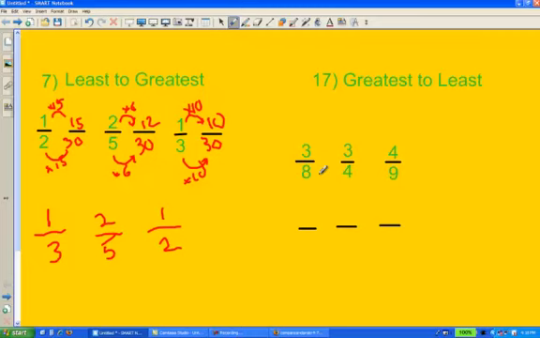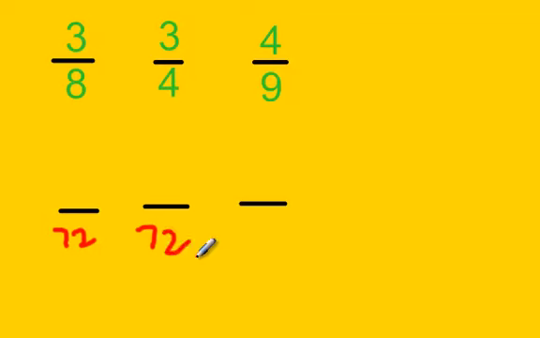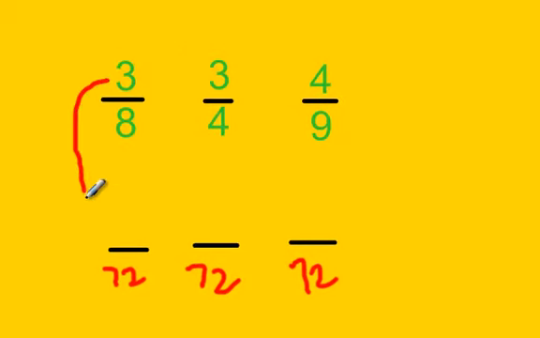So let's see. The multiples of 8 are 8, 16, 24, 32, 40. I don't think I'm going to get one until I multiply 8 times 9. So I'll get 72 for my denominator. And 4 goes into 72, if you don't know that, 18 times. Goes in evenly. So, to get from 8 to 72, what did I multiply? I multiplied times 9.